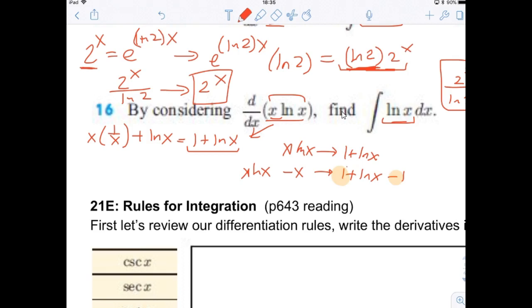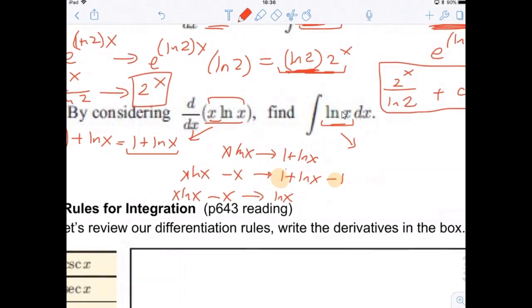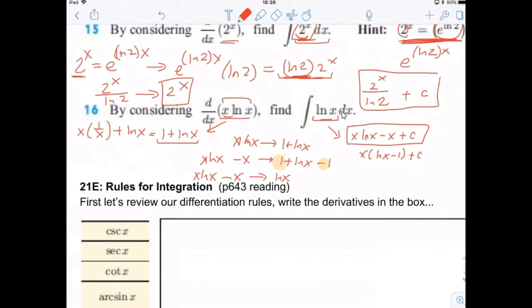So basically what I found is that x natural log of x minus x is a derivative integral pair with natural log of x. So if I say what's the integral of natural log of x, I can say that it is x natural log of x minus x plus c. Or if I wanted to, I don't know if it helps, but you can factor out the x, okay? Either way is fine. Okay, so that was 16.